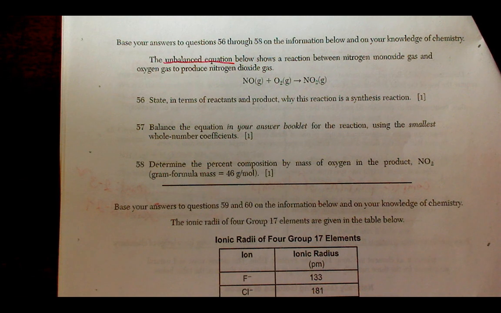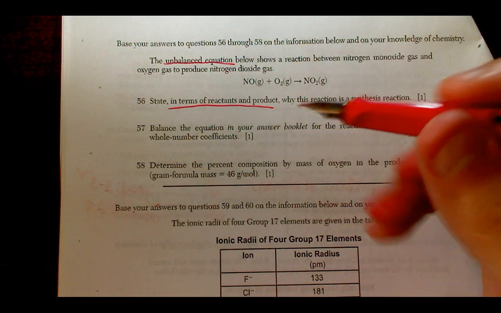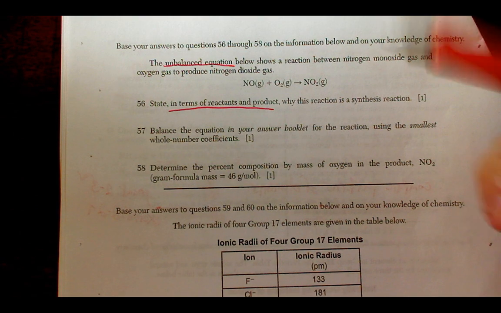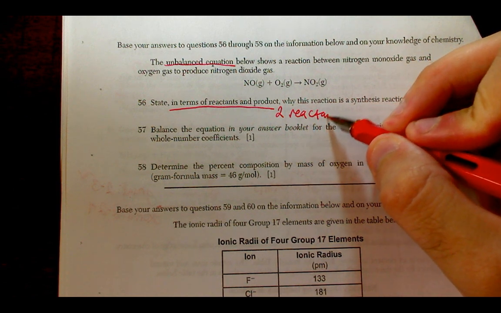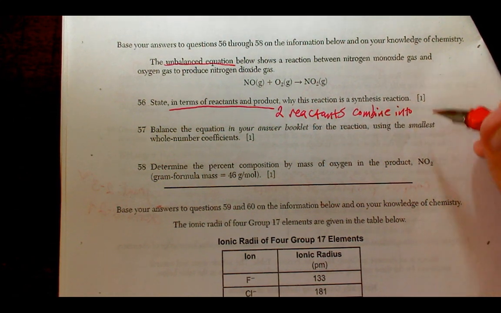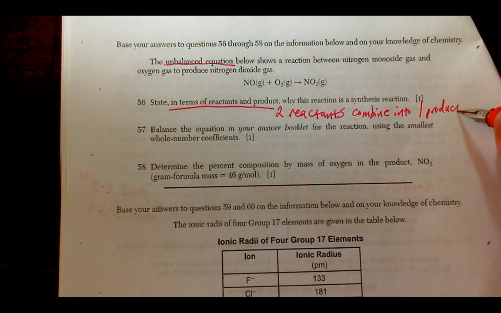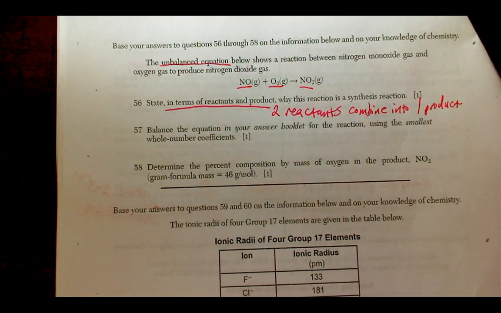Number 56 says, state in terms of reactants and products why this reaction is a synthesis reaction. So you've got to remember what a synthesis reaction is. A synthesis reaction is when things come together, when 2 or more reactants join up to make one product. So in terms of reactants and products, you have to say why this is a synthesis reaction. I'm going to be pretty clear on this: 2 reactants combine into one product. I mentioned reactants, I mentioned product. 2 reactants, 2 different things on the left, combine into only one type of thing on the right. There it is.